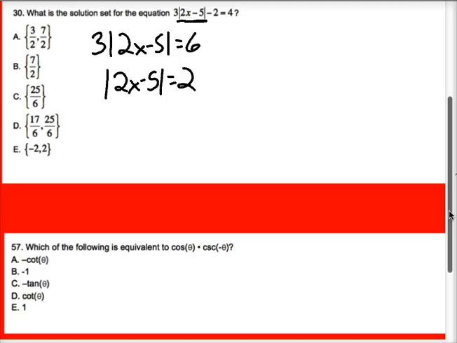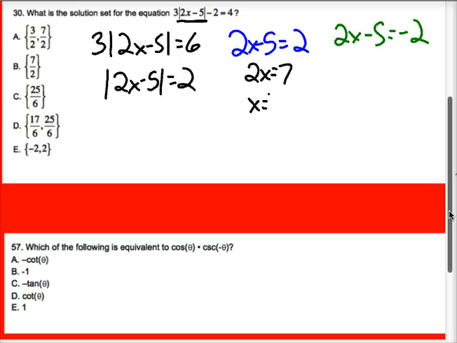Once it's by itself, if you recall, you end up taking the positive and the negative. And now you have to solve both of those independently. But you need to make sure you get both answers by remembering that you take the positive and the negative. And now it's just algebra. Add 5, divide by 2, add 5, divide by 2. And you will see that you get answer A.